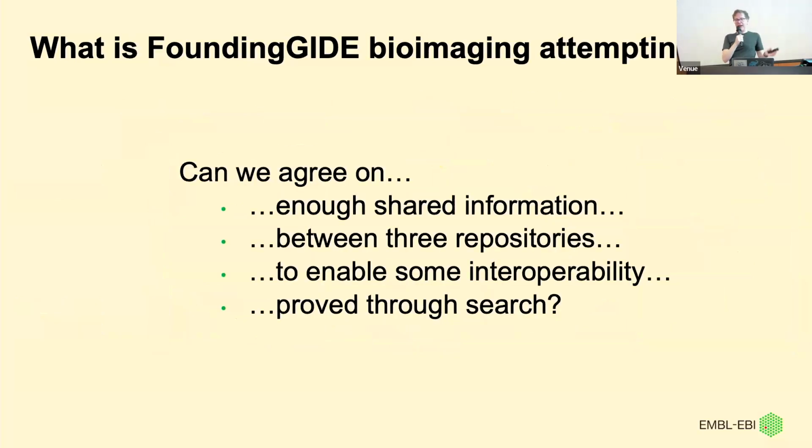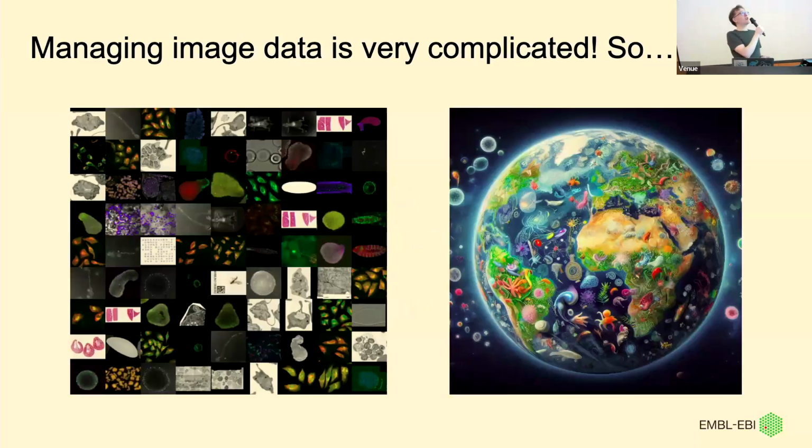One way I think about that is that it's enough shared information between the three repositories, which I mentioned on the last slide, so the SBD, the IDR, and the BioImage Archive, that we can have some interoperability. And with definitions like that being incredibly vague, to keep us honest, what would we actually want out of interoperability? A starting point would be search. Can we put together something that will let you search for images across all these repositories and get back enough information to be useful? This is actually quite a challenging problem.